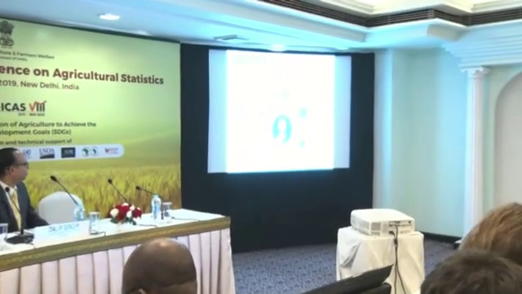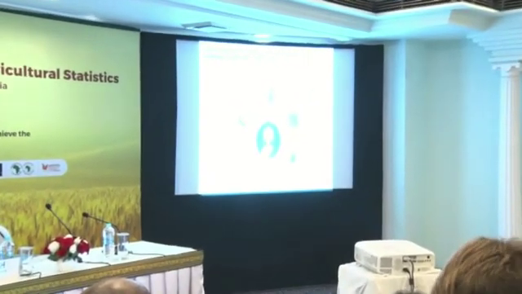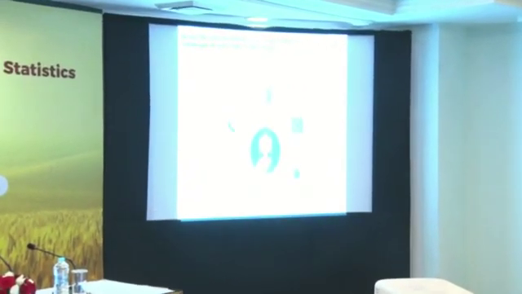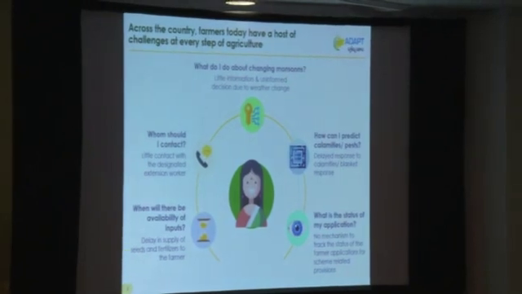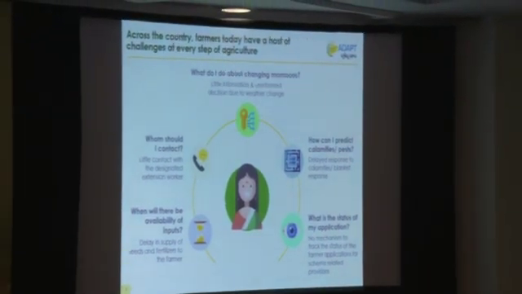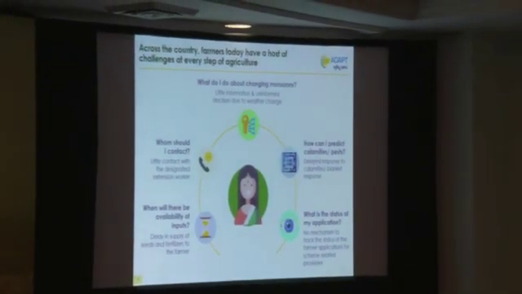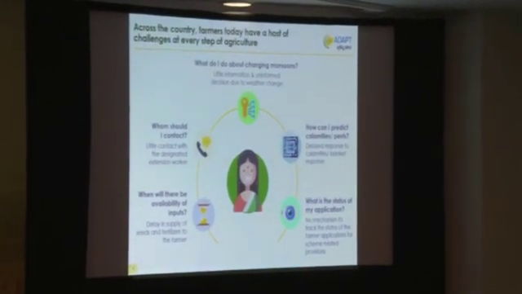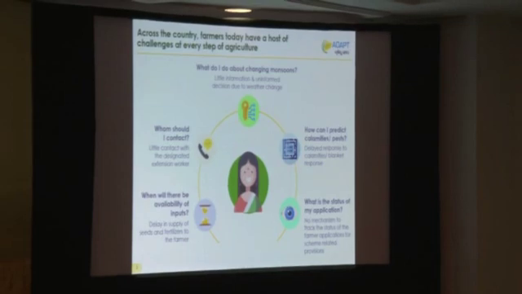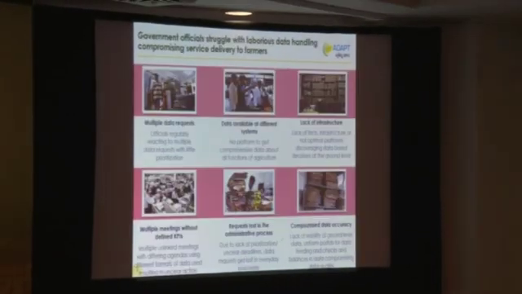What are the things they need to do, right? How do they predict certain calamities? What is the status of my application? Because in India, there are various benefits and welfare schemes where the farmers have to register first with the government to avail those things. So they always want to know where their application is. So the life of a farmer is not very good. There's a lot of confusion, there's a lot of non-clarity.